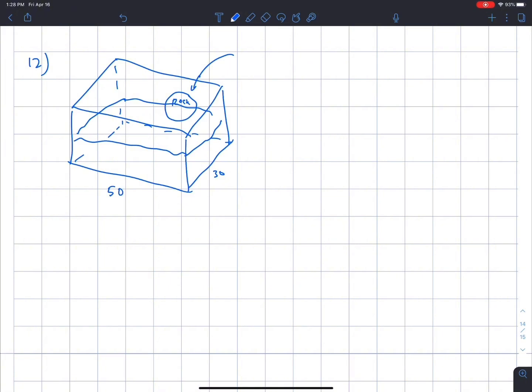So we're really just calculating the volume. If the water level rises by 3 centimeters, then the volume of this rock will just be 50 times 30 times 3. That's the amount of space that it occupies in this fish tank. 50 times 30 times 3, we get 4,500 centimeter cube.